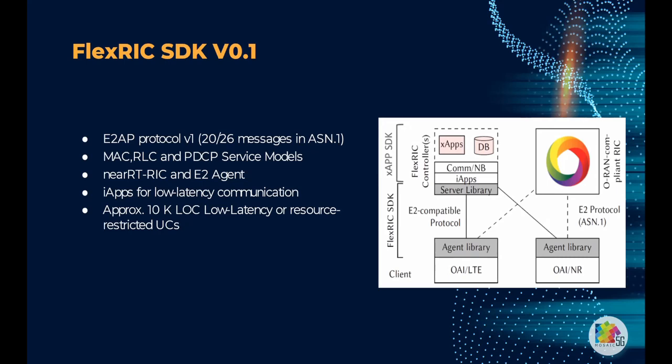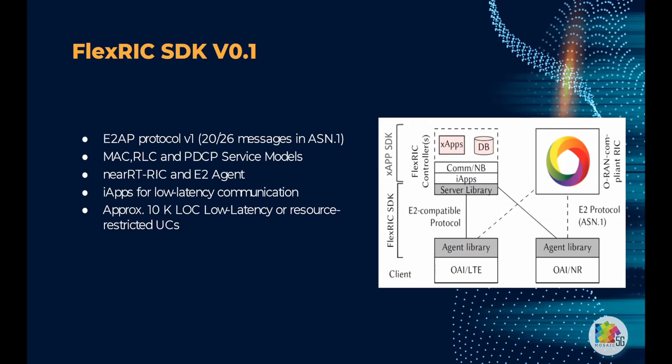Also near real-time RIC and the E2 agent. We also can provide these iApps. So iApps is the opposite of the xApp. xApp means external application. iApp means internal application. So it means that you can also embed inside the RIC some applications that are much faster for low latency scenarios than the xApp, because the moment you go to the xApp, you are outside of the RIC. So you need to pay for some communication between the RIC and that external application. In iApps, you don't pay that price of the communication.